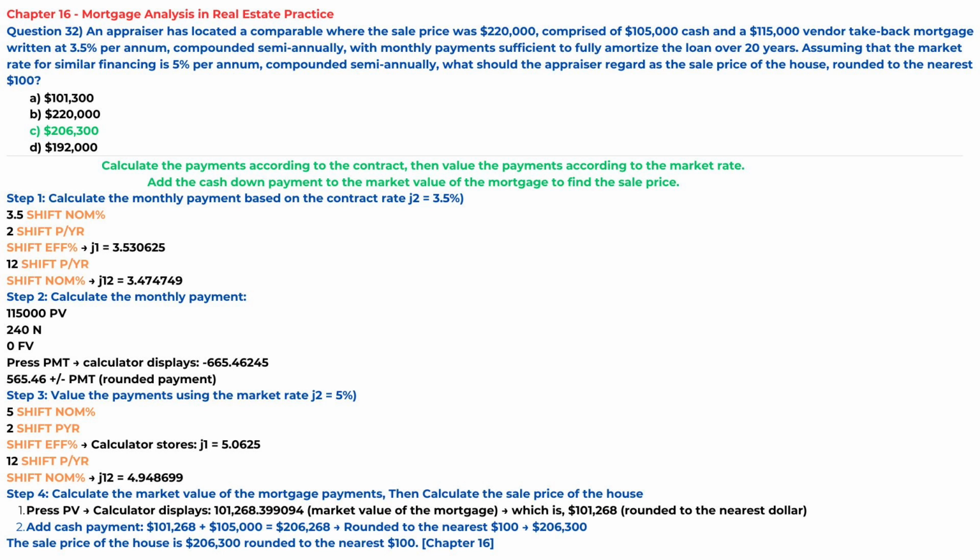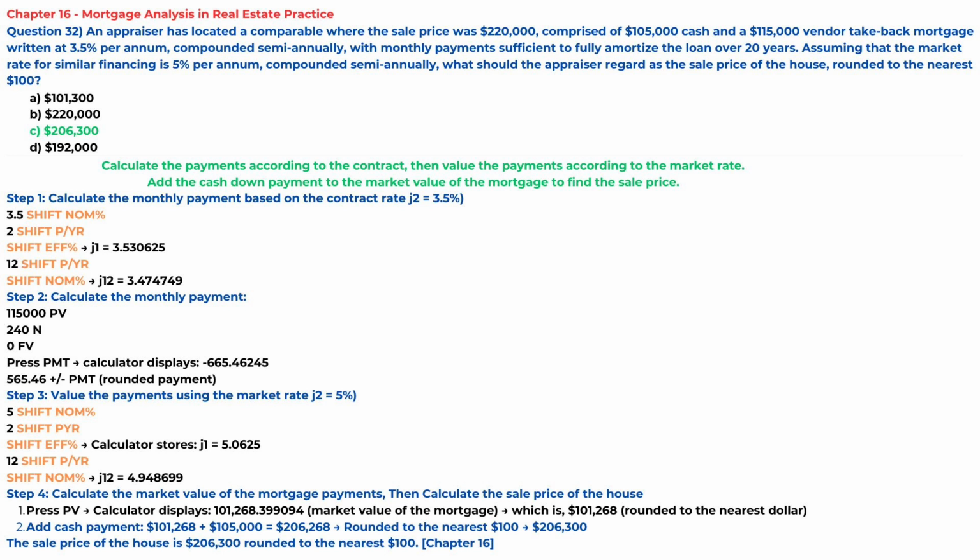Question 32. An appraiser has located a comparable where the sale price was $220,000, comprised of $105,000 cash and a $115,000 vendor take-back mortgage written at 3.5% per annum, compounded semi-annually, with monthly payments sufficient to fully amortize the loan over 20 years. Assuming that the market rate for similar financing is 5% per annum, compounded semi-annually, what should the appraiser regard as the sale price of the house, rounded to the nearest $100? Calculate the payments according to the contract, then value the payments according to the market rate. Add the cash down payment to the market value of the mortgage to find the sale price.